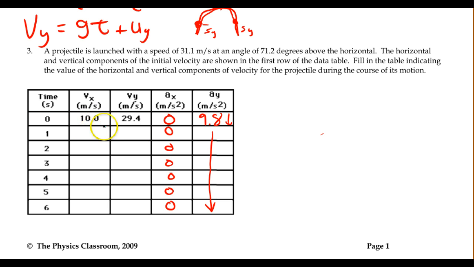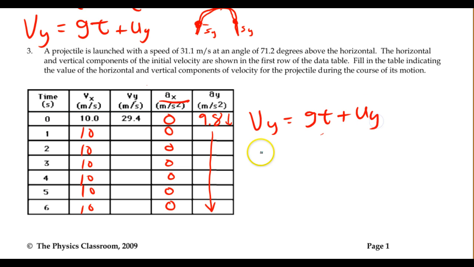Okay, now, since there's no acceleration in the x direction, then the velocity is going to stay constant. It will be 10 meters per second the entire trip. It's the y velocity, the vertical velocity, that's going to change. So as we move upward, if we're looking for our current velocity in the y direction, it's going to be gt plus uy. In this case, that's going to be negative, or toward the ground, 9.8 meters per second squared, times the time, plus positive, since we're going upward, 29.4. And that's meters per second.